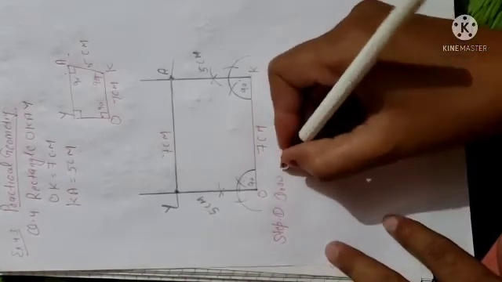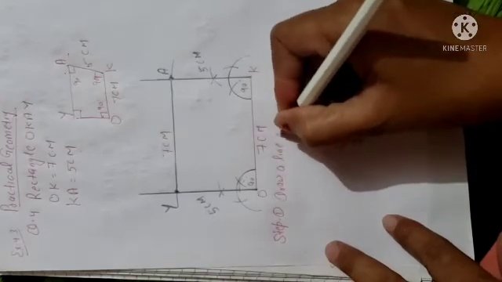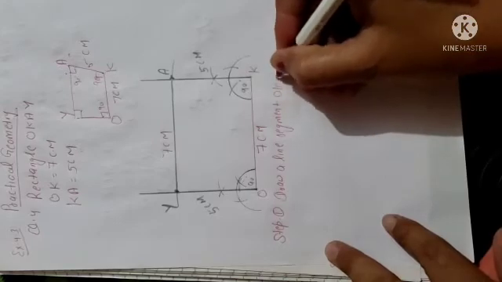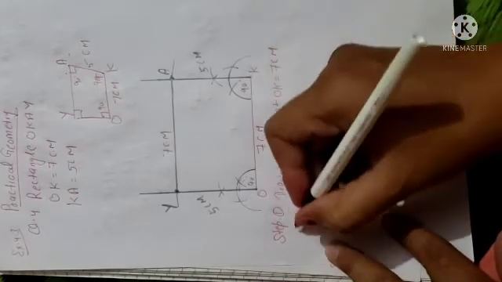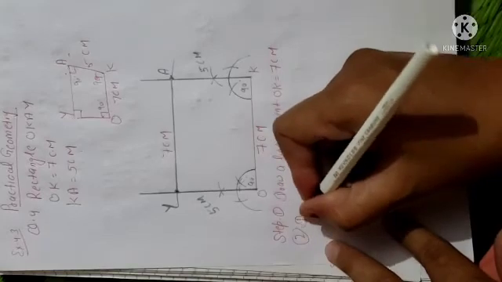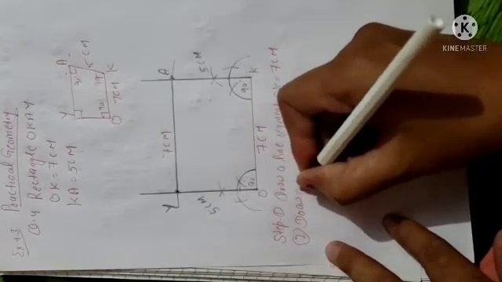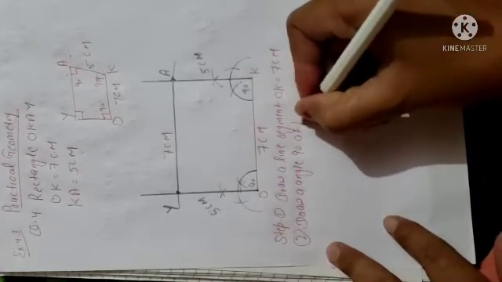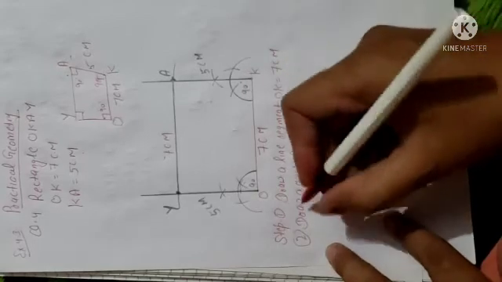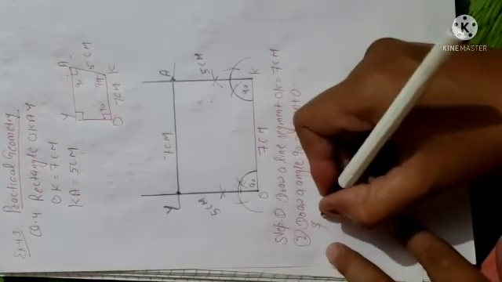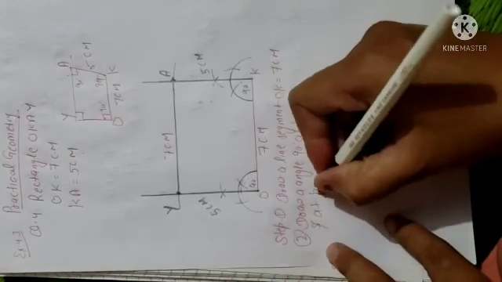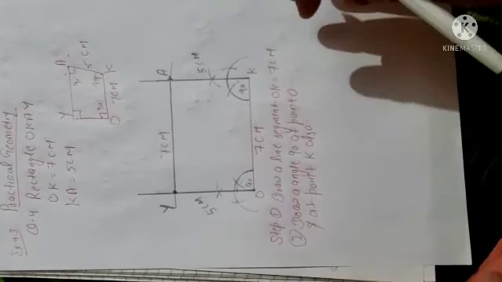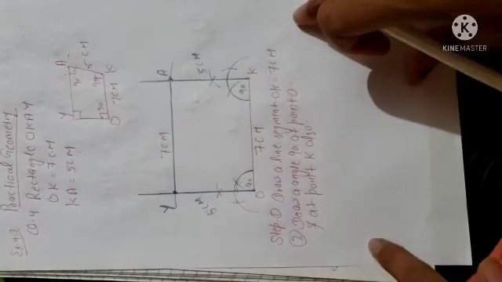Here what are you doing? First step, draw a line segment OK is equal to 7 centimeter. Second step, draw a 90 degree angle at point O and at point K also. Okay, draw the angle 90 degree at point O and K also.